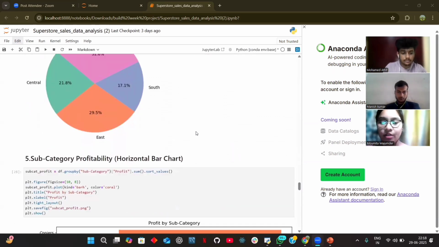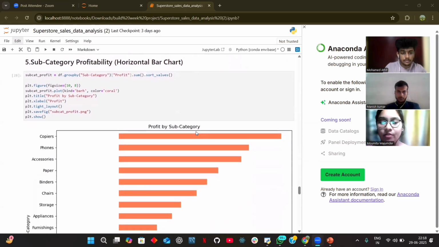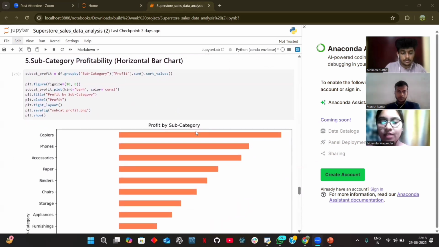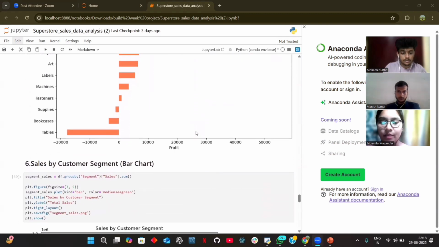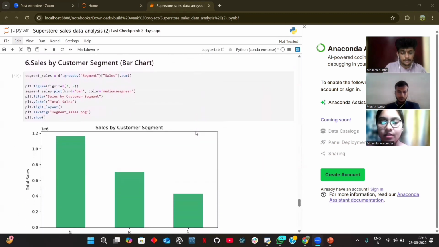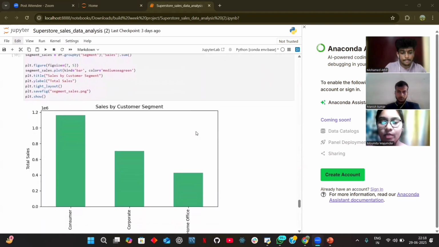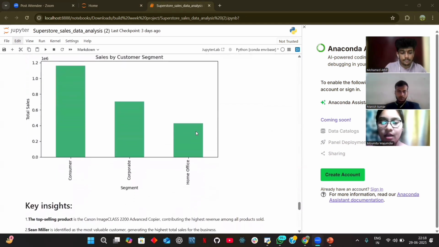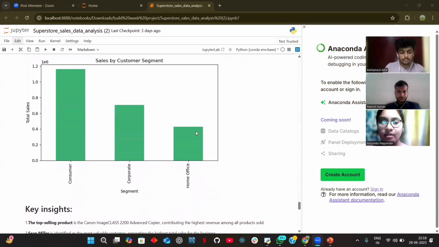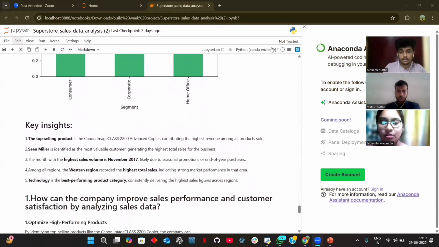Subcategory profitability: copiers and phones bring the most profit, while tables often show losses. Sales by segment: the consumer segment leads in total sales, followed by corporate and home office. These visualizations helped us discover performance patterns across different business dimensions. Now over to you, Manish.